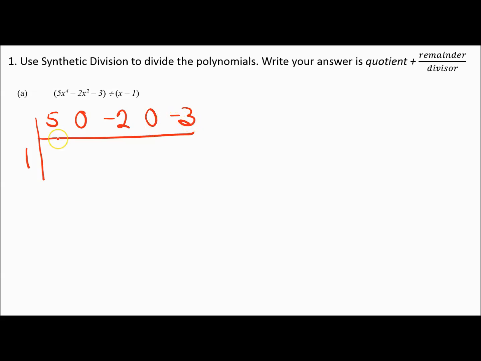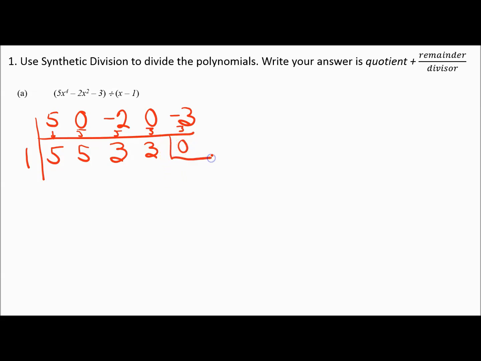Remember, the very first thing that happens after you get this set up is the 5 comes down directly, and then you do 1 times 5 equals 5. And I add that to my 0 to get 5. Then 1 times 5 equals 5. I add that to my -2 to get 3. 1 times 3 is 3. Added to 0 is 3. And 1 times 3 is 3. Added to -3 is 0.